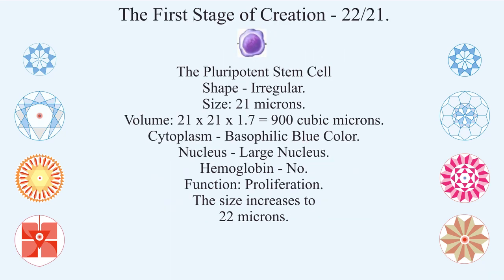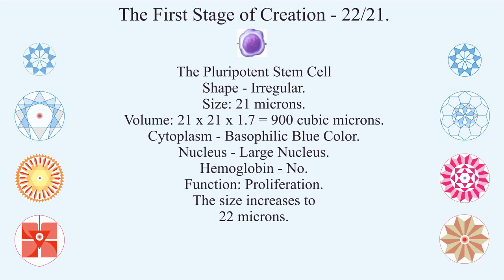First stage of creation is 22 by 21. Pluripotent stem cell, shape irregular, size is 21 microns. Volume of pluripotent is equivalent to 900 cubic microns. That is something which I want you to understand. 21 into 21 into 2.1 is 900 cubic microns. Cytoplasm is basophilic blue color. Nucleus is large, as you can see. Hemoglobin is not there. Function is proliferation. The size increases to 22 microns in that particular stage.